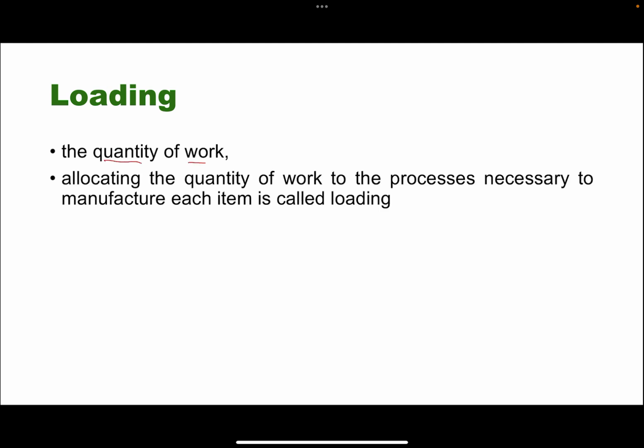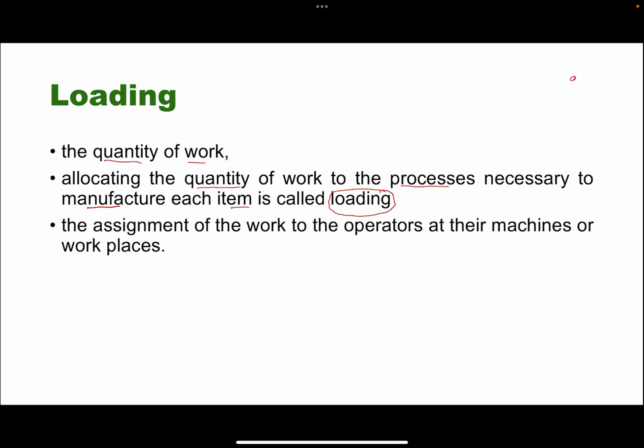The next step in production planning and control is loading. It determines the quantity of work. That means it will allocate the quantity of work to the processes necessary to manufacture each item, and this process is called loading. That means we are allocating the quantity of work to the various processes, and assigning work to the operators, machines, and workplaces also.